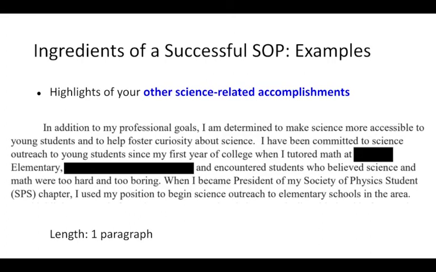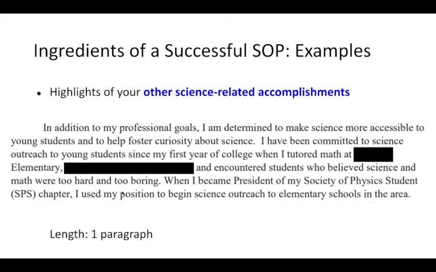Okay, so talking about other science-related accomplishments, feel free to pause if you want to take a look. So here we see another nice statement of purpose. I am determined to make science more accessible to young students and help foster curiosity about science. Okay, sounds good. What we also see after that is immediate substantiation of those facts.